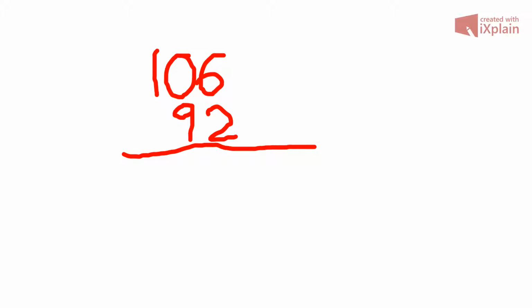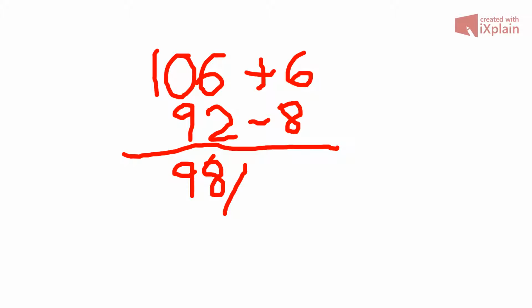Okay, so let's take 106 times 92. So 100 plus 6 equals 106. 100 minus 8 equals 92. So we do 106 minus 8 or 92 plus 6. In either case, we'll get 98. Slash, leave two spaces, and then positive 6 times negative 8 is what? My bad. It's a negative 48.